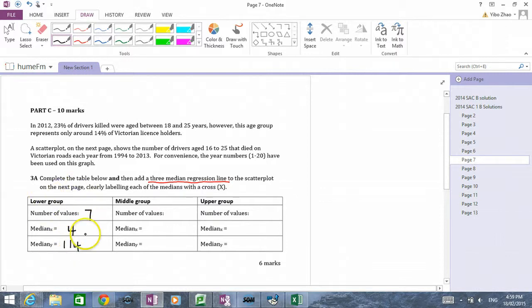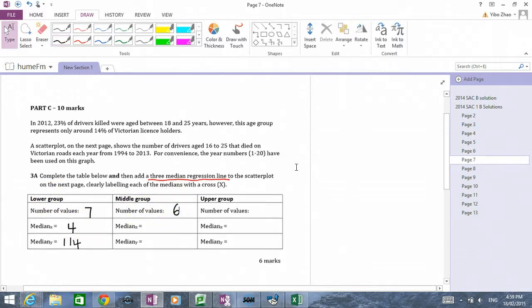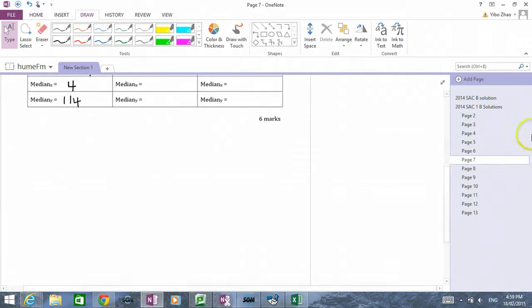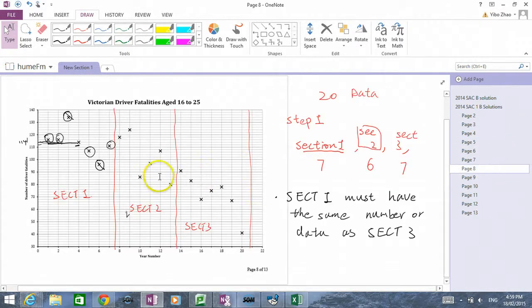This is the median x and the median y of the lower group. Now let's do the same thing to the middle group. I have 6 numbers in the middle group. Horizontally speaking, now let me just erase this part, otherwise the graph gets messy.